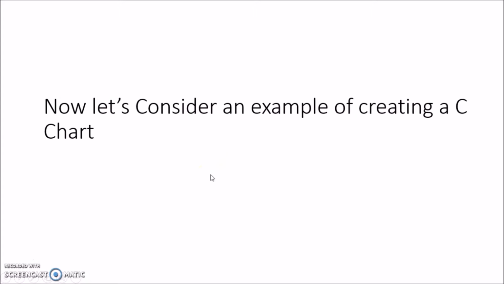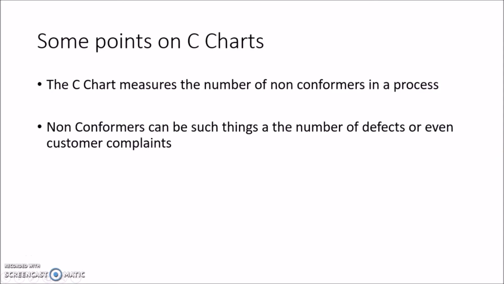Now let's consider an example of creating a C chart. So before we actually jump into our example on C charts, I just want to reiterate some points on C charts. A C chart is used to measure the number of non-conformers in a process. By non-conformers, we mean such things as defects or even customer complaints.